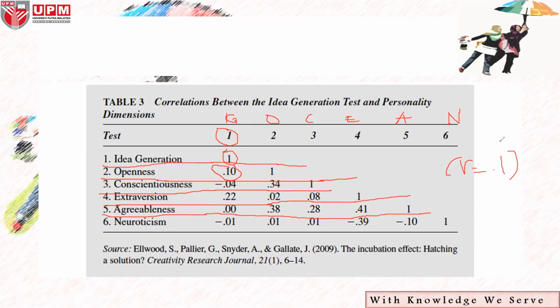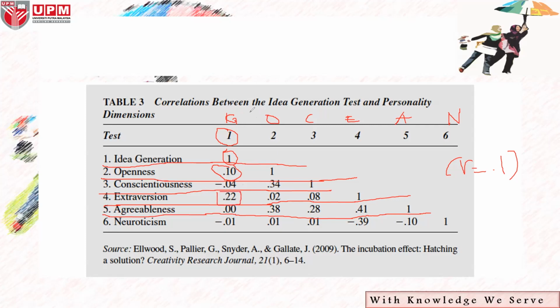Okay, so next one is the relationship between conscientiousness and idea generation, which is the value is negative 0.04. So in terms of direction, the direction of the relationship is negative. Okay, and then in terms of the strength of the relationship is low, negligible relationship. So in wording form, we can say that there is a negative and negligible relationship between conscientiousness and idea generation.